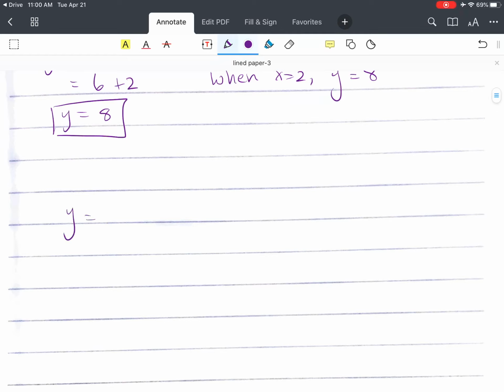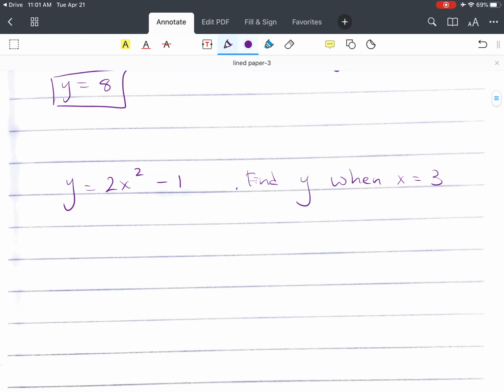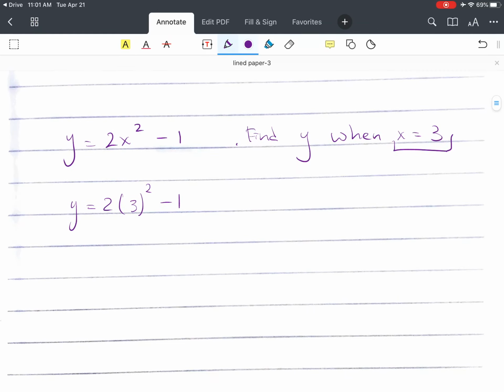Let's try it out again. Except now suppose our equation is y equals 2x squared minus 1. So find y when x is equal to 3. So same thing, you're going to replace the x with a 3, because that's what it means to evaluate.